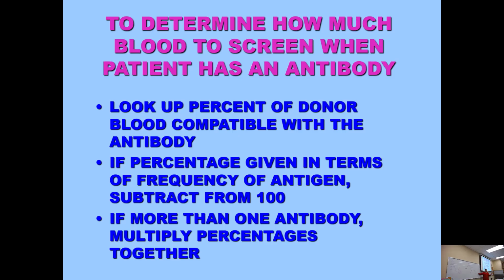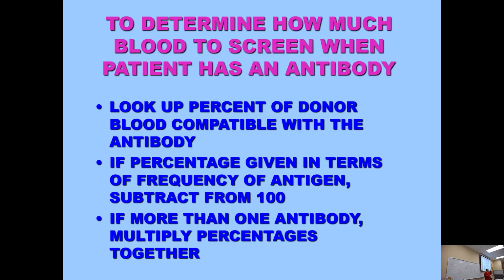Only 30% of people have the antigen. 30%. So 3 out of 10 units is likely to have it. So if I need 1 unit, should I just do 1 or should I try 2? What's that number? So we have this math that we use to figure out how many units we have to use. We have to look up the percentage of blood compatible to the antibody.